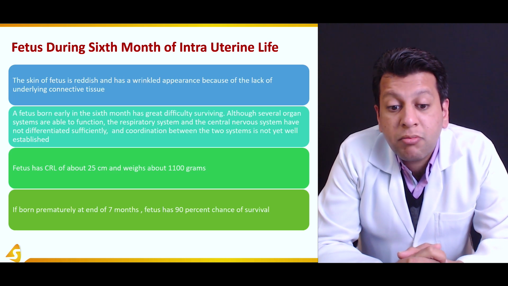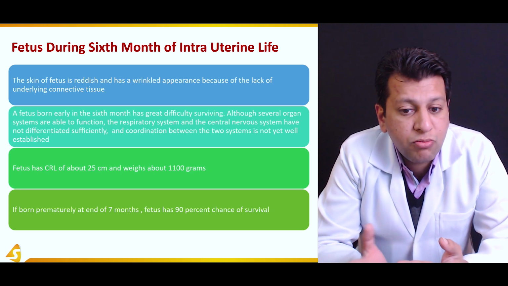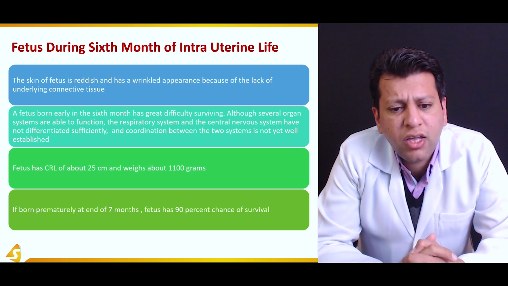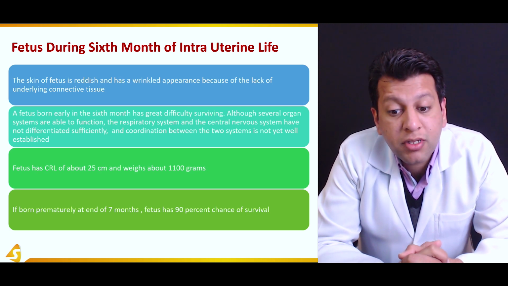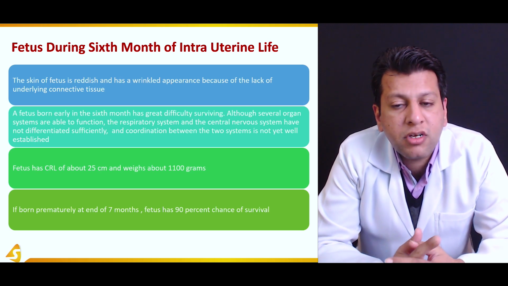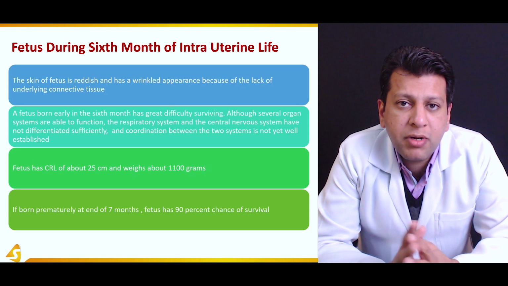The fetus has a crown-rump length of about 25 centimeters. This is almost at the end of the 6th month, and it weighs about 1.1 kg. If born prematurely at the end of 7 months, which is 28 weeks, the fetus has a 90% chance of survival. Why do we say by the end of 7 months?